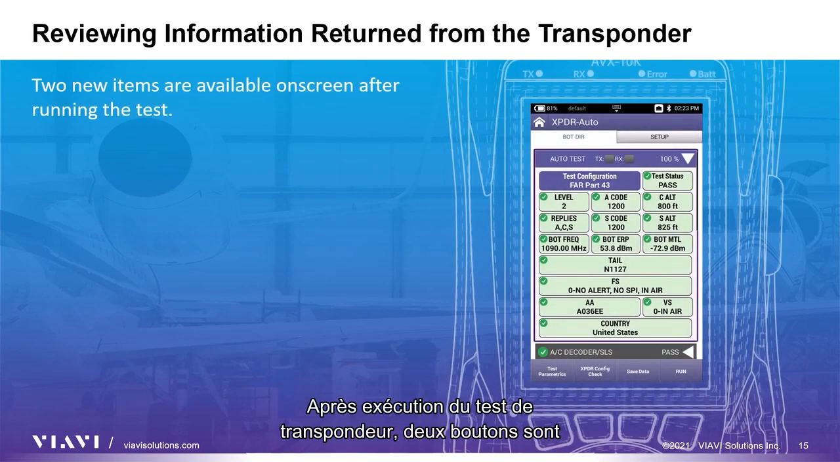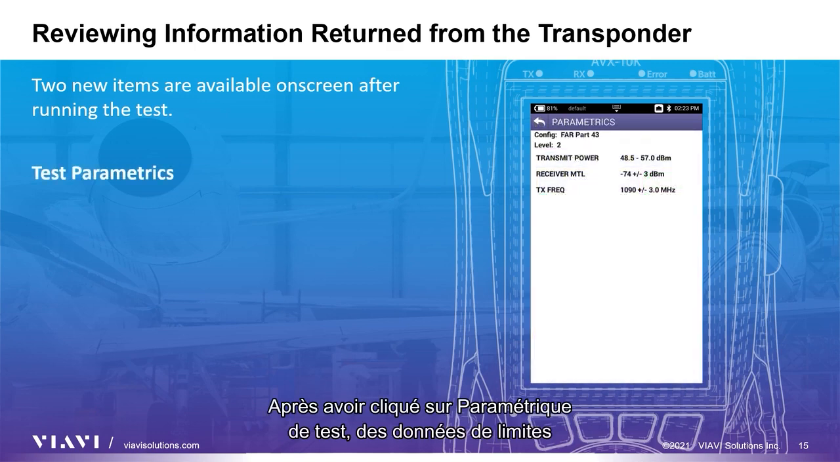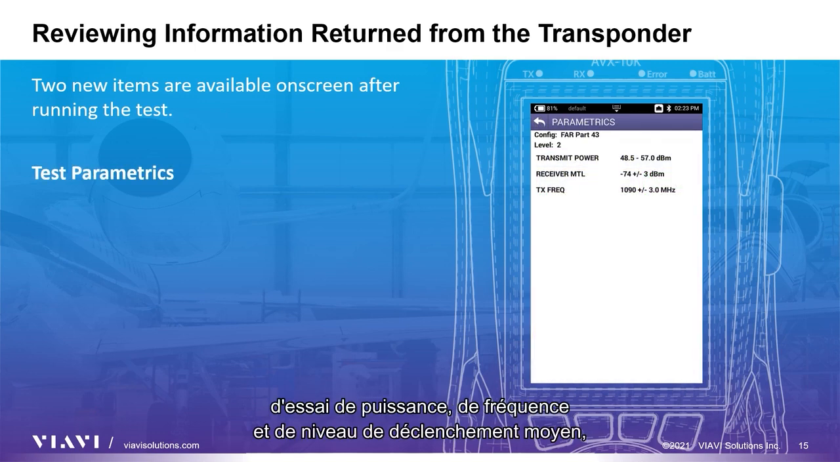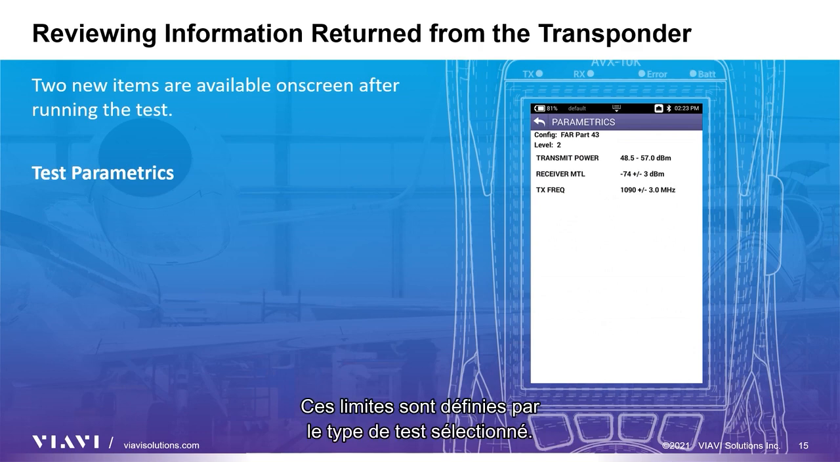After a transponder test is run, there are two buttons added to the soft keys in the lower left corner of the screen: Test Parametrics and Transponder Config Check. The data displayed after pressing the Test Parametrics button includes the test limits for power, frequency, and mean trigger level, as well as the level of the transponder under test. These limits are defined by the test type selected.